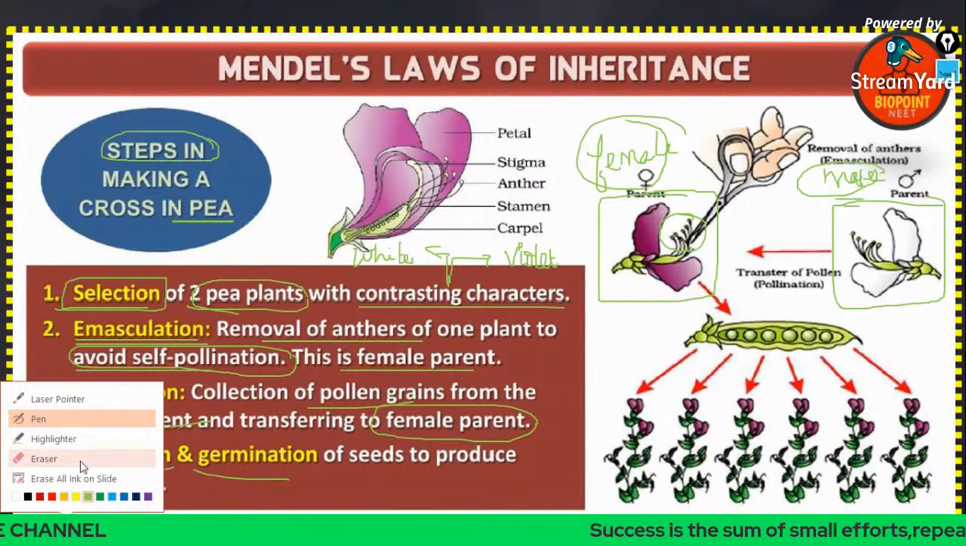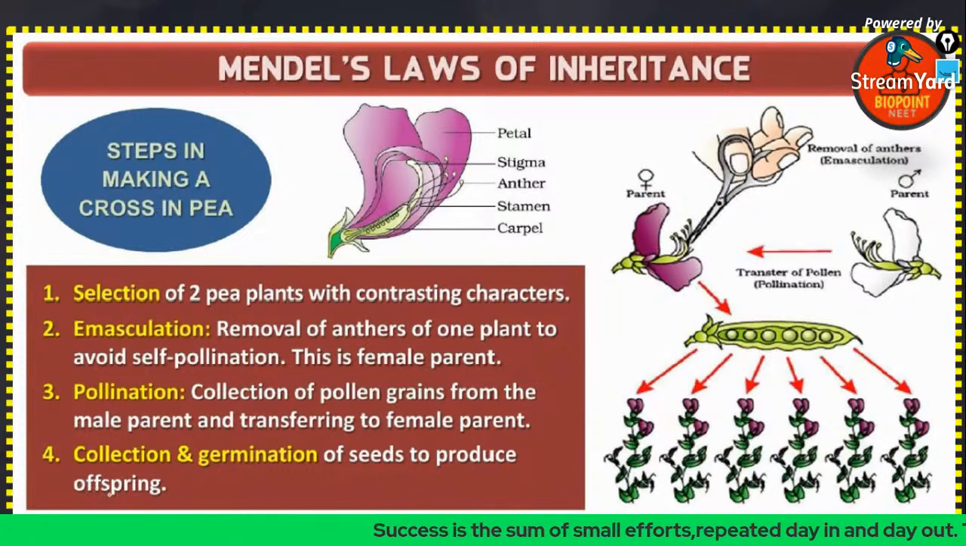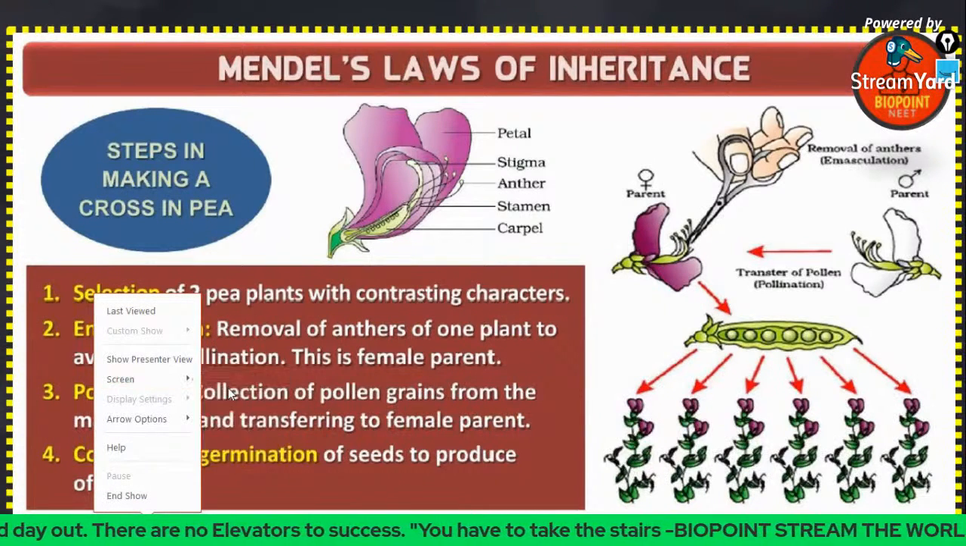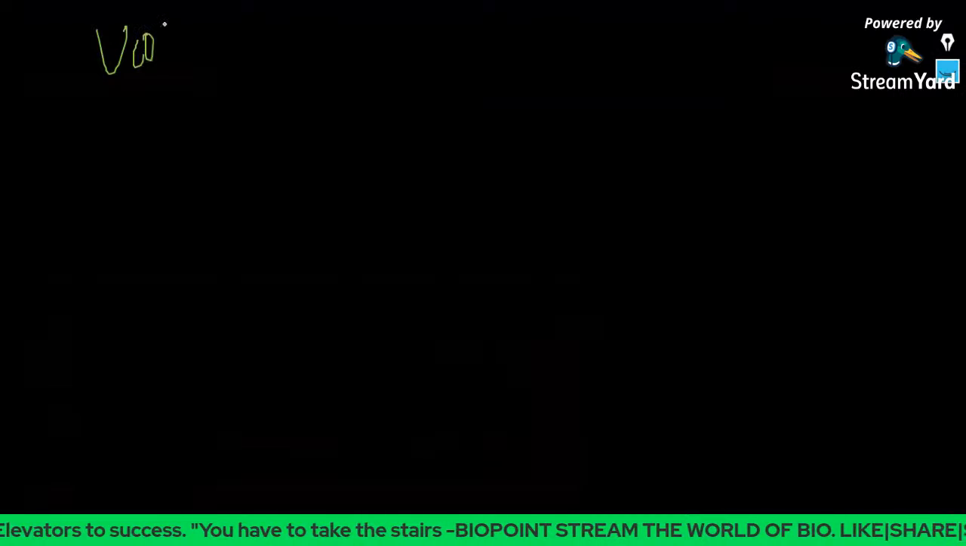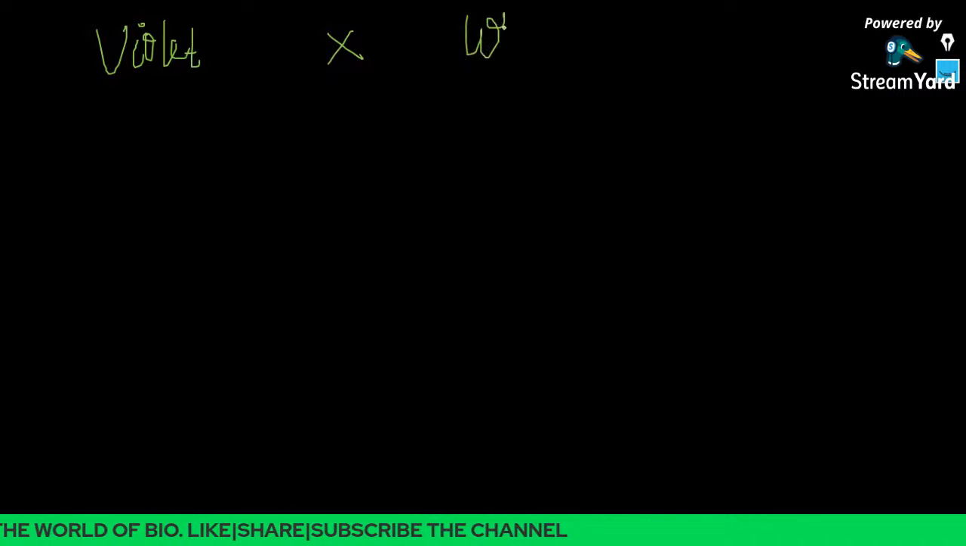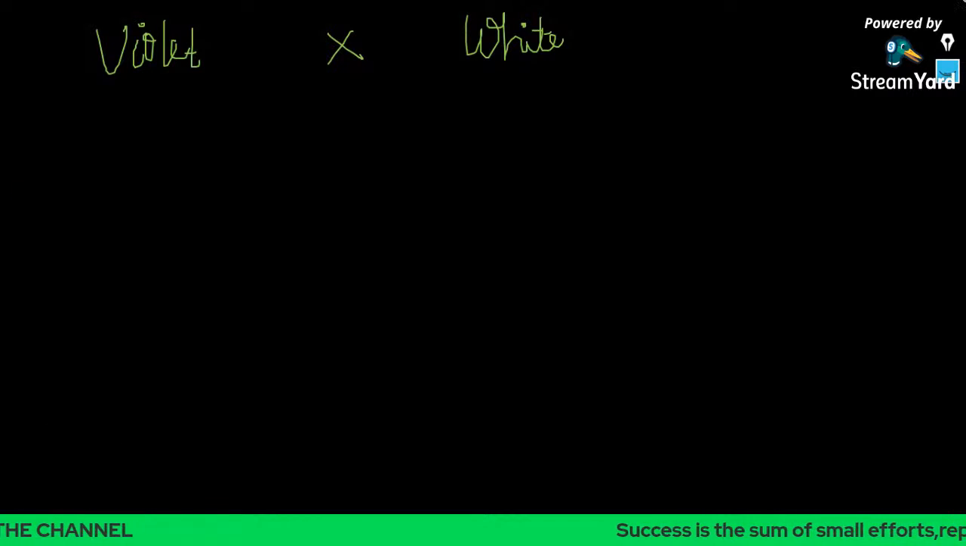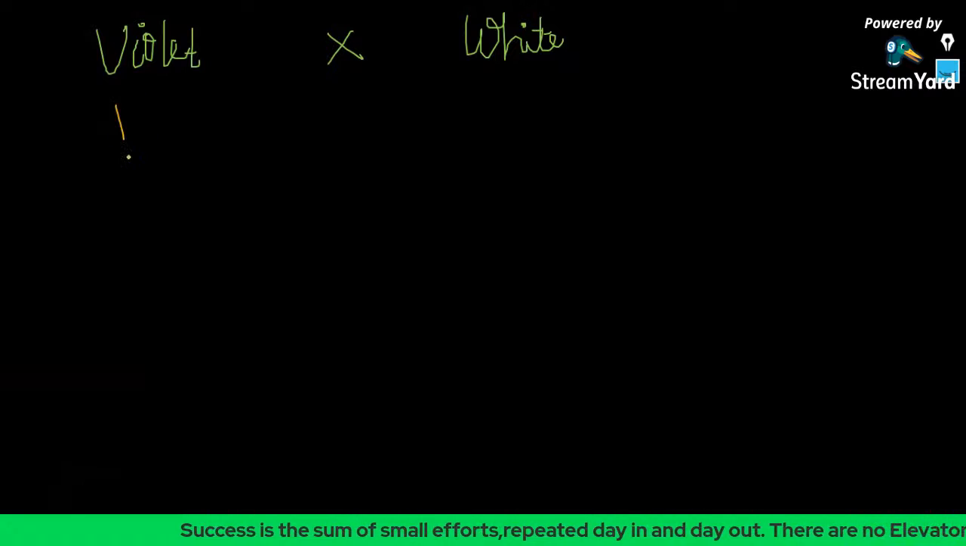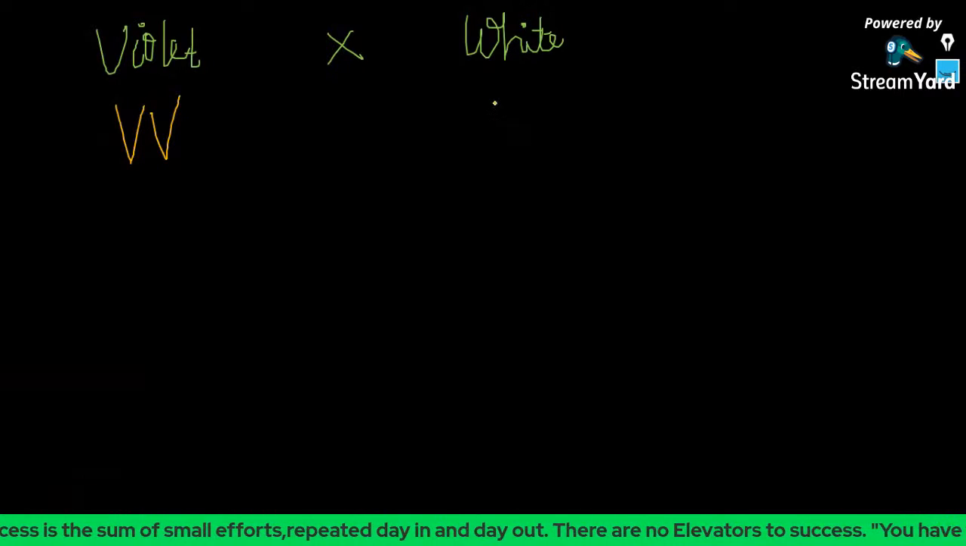I will show you a cross. Here we are taking violet flowers as well as white flowers. Let me take out a blank slide first of all. We are taking a violet flower crossed with white flowers. I am telling the cross first of all because I know that you all know how to do a Mendel's cross.